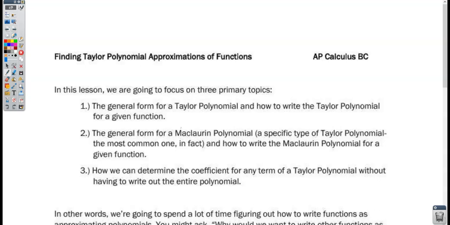One, what the general form of a Taylor polynomial is and how to write the Taylor polynomial for a given function. Two, what the general form of a Maclaurin polynomial is. It's a specific type of Taylor polynomial, by far the most commonly used of the Taylor polynomials, and how to write the Maclaurin polynomial for a given function. And number three, how we can determine the coefficient for any term of a Taylor polynomial without having to write out the entire polynomial up to that term in order to get that particular term. All right.